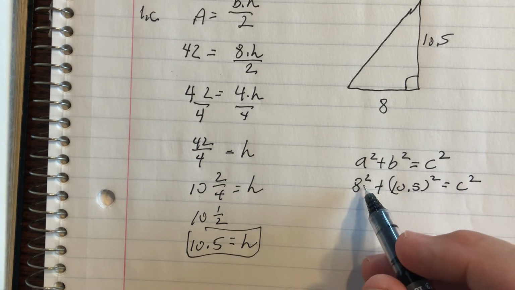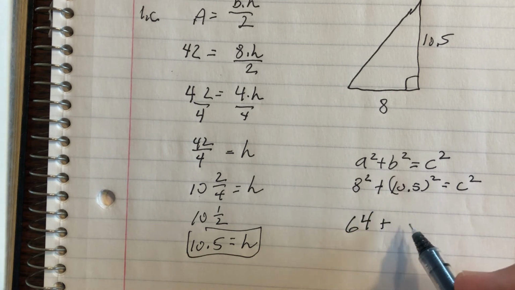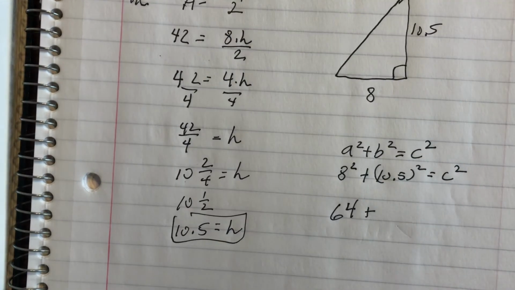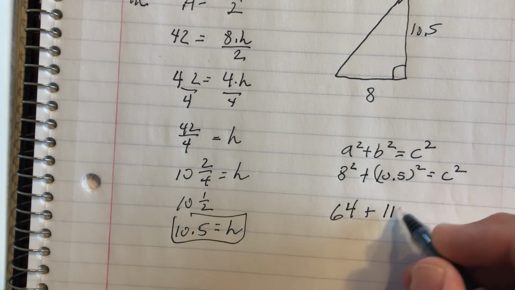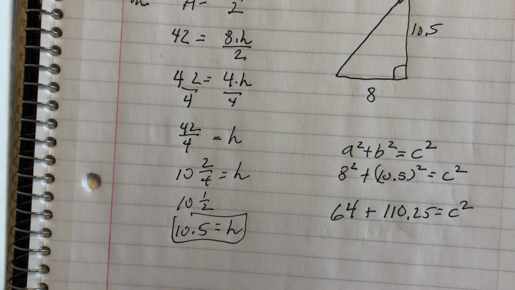So 8 squared is going to give me 8 times 8, which is 64. The 10.5 squared is going to give me 10.5 times 10.5. I'm getting my calculator out to do that real quickly for you. So I've got 10.5 times 10.5 equals 110.25. Now I'm going to add these two together.